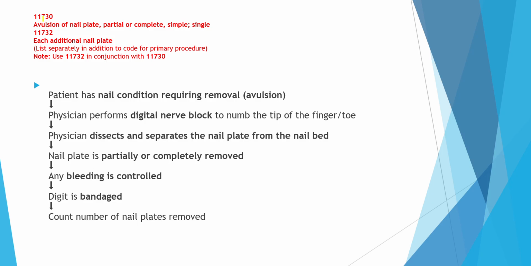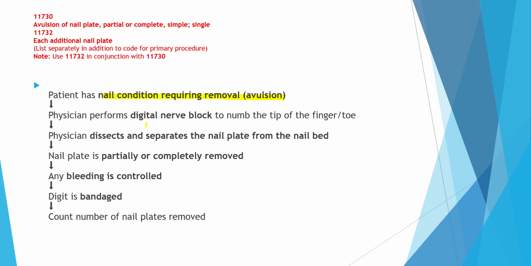Next we have CPT code 11730, for avulsion of nail plate, partial or complete, simple, single. Okay. Next, 11732 is for each additional nail plate. So what is avulsion here? Avulsion is a removal. Whenever the patient presents with any nail condition that requires nail removal, you will code CPT for avulsion of nail plate. If the physician is removing either partially or completely, you will code CPT 11730.